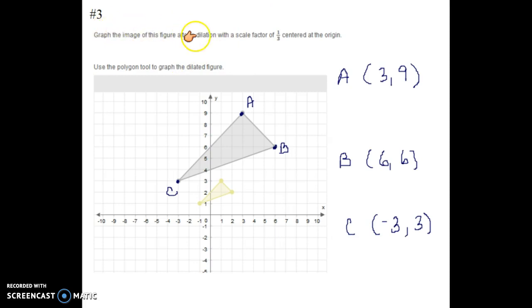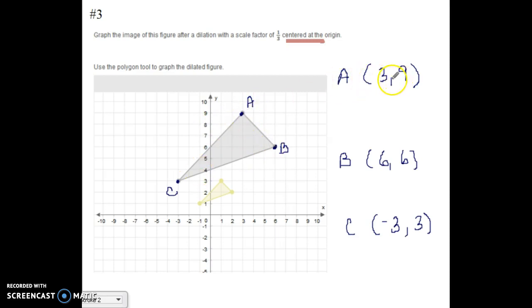Number 3, they want you to graph the image after a dilation of a scale factor of 1/3. So this one, remember, is a contraction. It's going to make the figure smaller, but it's still centered at the origin. So we can do this one really the same way. We're just going to multiply by 1/3 instead of multiplying by something greater than 1. So the gray again is what was given.